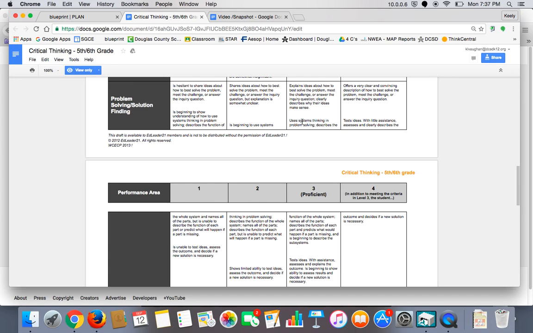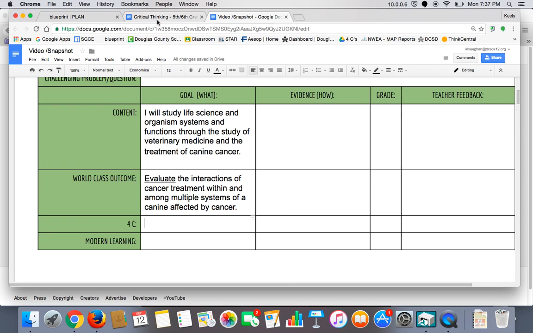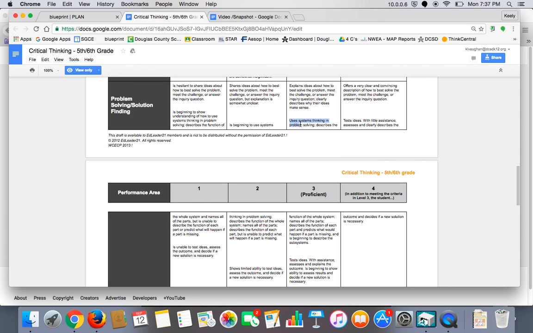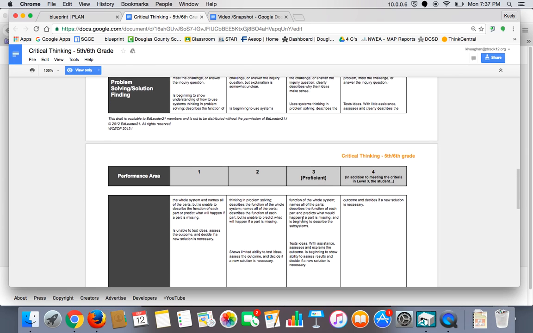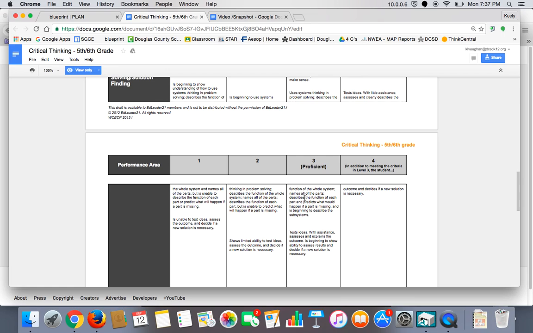Uses systems thinking. Oh, systems connects to my content and to my world-class outcome. So let's see if that's something that I need. Uses systems thinking and problem solving, which means that I'm going to describe the function of the whole system, name all of the parts, describe the function of each part, and predicts what would happen if a part is missing, and is beginning to describe the subsystems. Wow, that is a lot. That is a mouthful. But I do know a couple things. I'm not entirely sure what that means yet, but I do see a couple things that stick out to me.